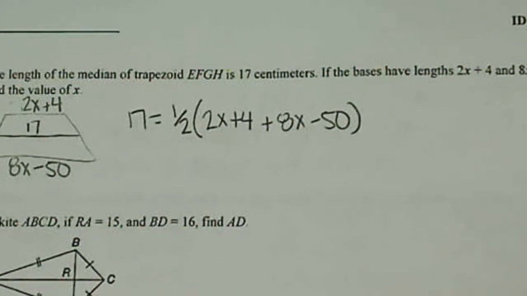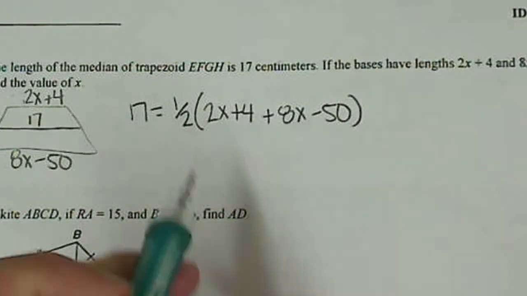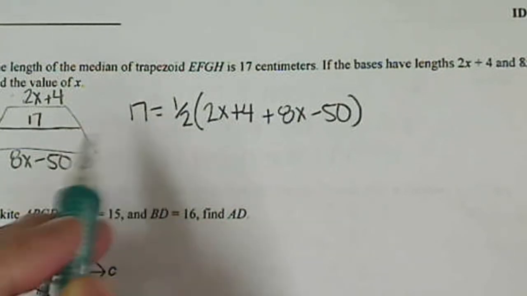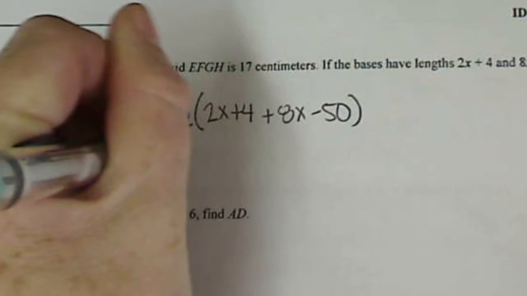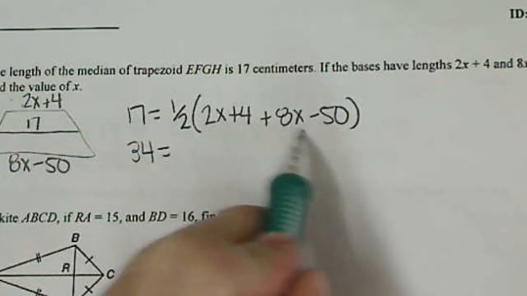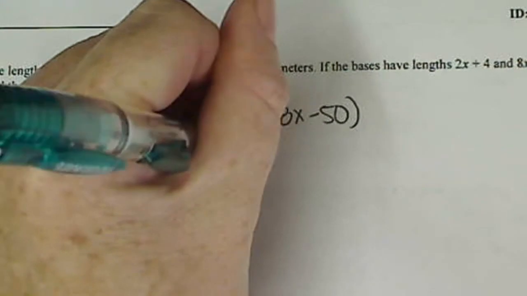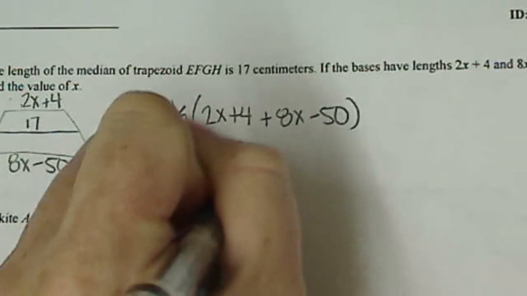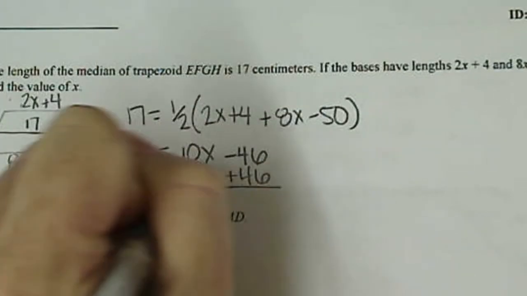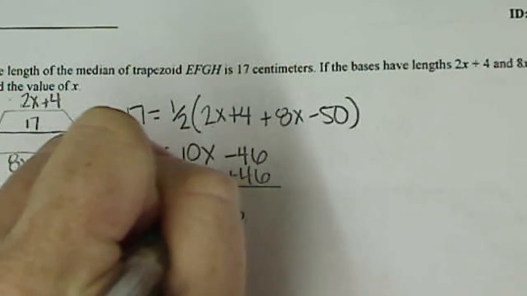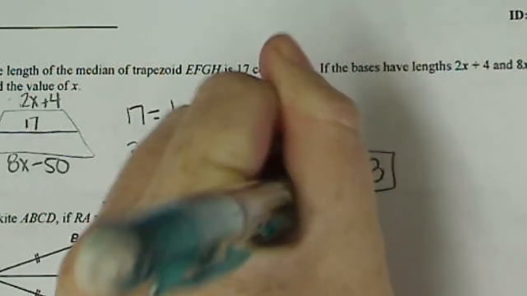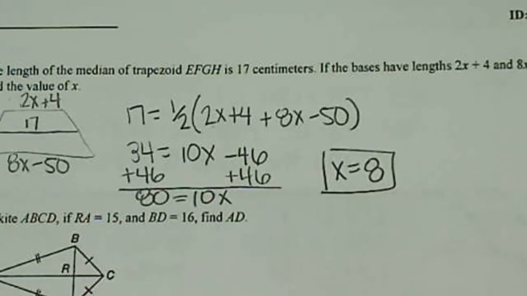We need to find the value of x. So first, before you distribute this, I would just multiply it by 2. Get rid of it. So we have 34 equals, let's combine our x's, 10x minus 46. Let's solve for x. Add 46, and we get 80 equals 10x. Okay, solve for x. You should get x equals 8. Excellent.